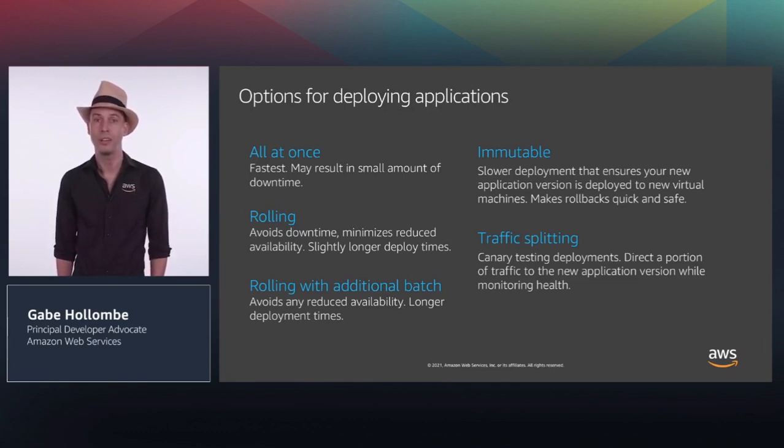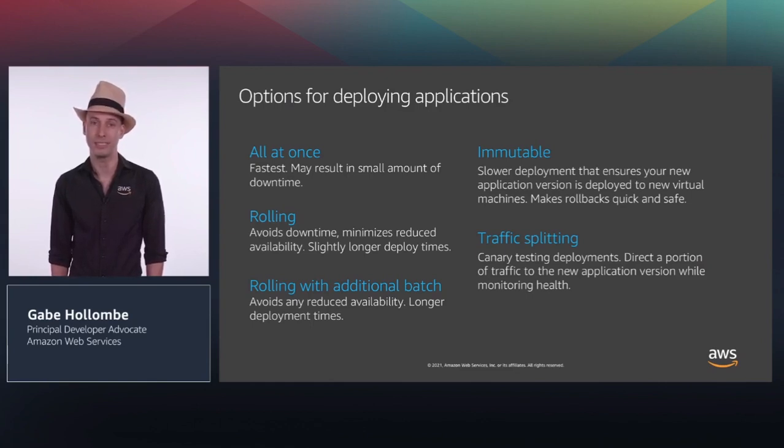But what about your subsequent deployments, once users are already using the app? It turns out there are a number of deployment strategies built into Elastic Beanstalk, and you can select the option that strikes the right balance for your specific needs. I won't read all of them out here, but for example, you can elect for an all-at-once deployment, which is really fast, but it could result in a small amount of downtime for some users.